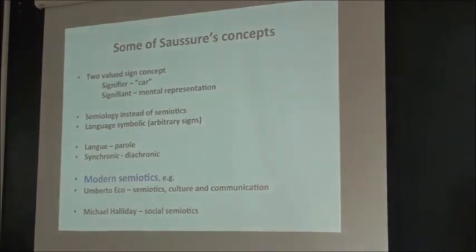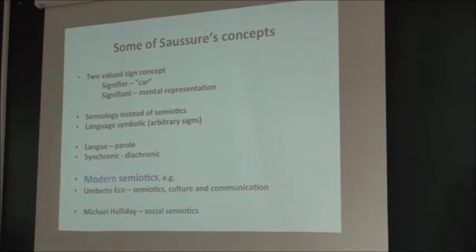In contrast to Peirce and the Stoics, Saussure, for some reason, did not have a three-valued sign concept. He only had a two-valued sign concept. So he only talked about the sounds and the psychological meaning. I'm not sure why that was so. One reason is maybe he didn't know about Peirce, and he probably did not know about the Stoics.